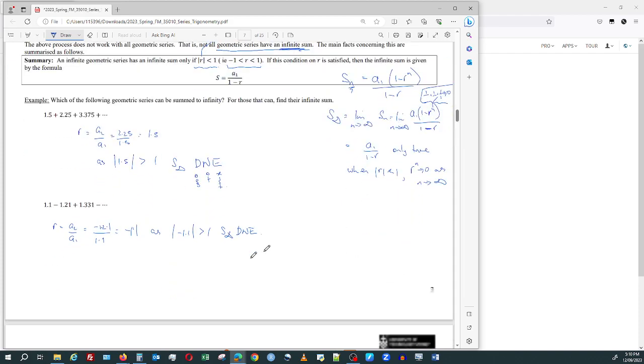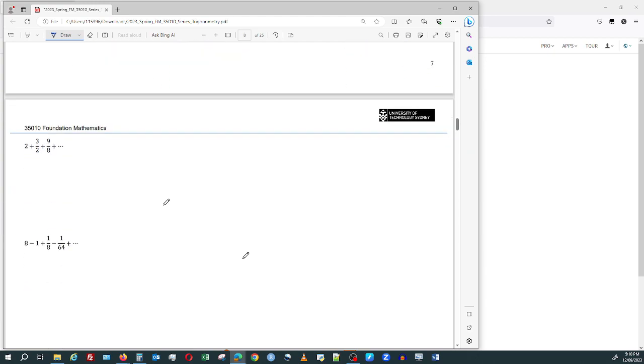All right, let's have a look at the next one. So we can check our r. Our r will be 3 over 2 divided by 2, which is 3 over 2 times 1 over 2, which is 3/4. Aha! Very good. So, as the absolute value of 3/4 is indeed less than 1, S infinity does exist. Very good. So we're being very mathsy.